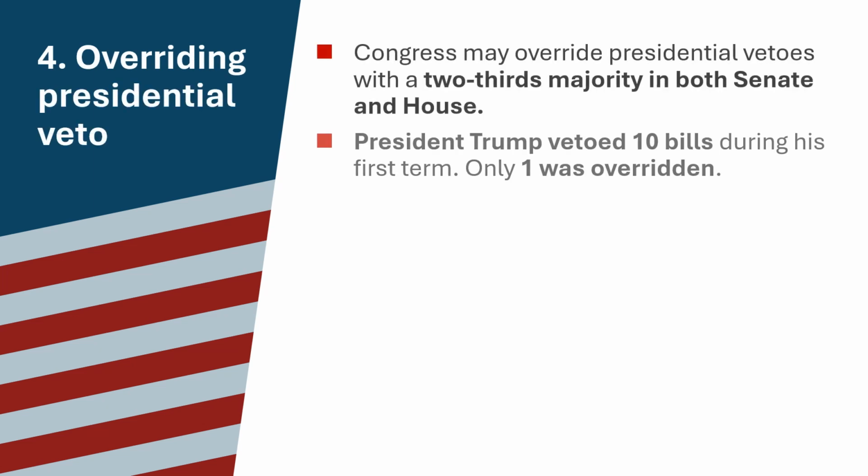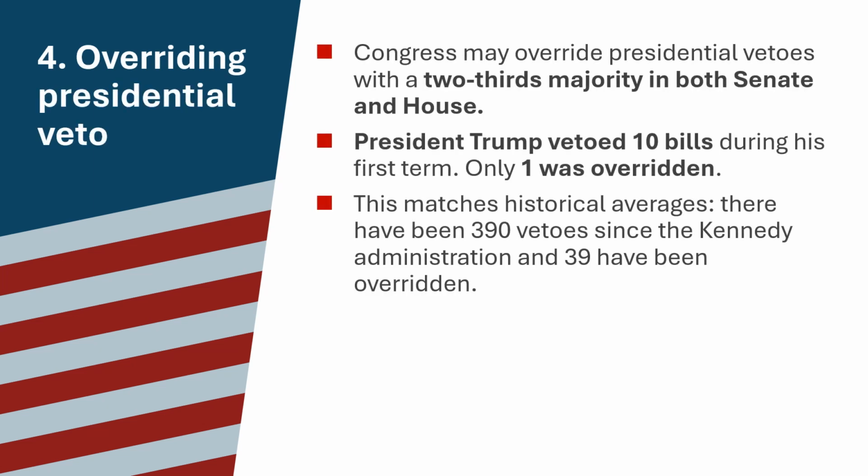Fourthly, Congress may override a presidential veto. Congress may override presidential vetoes with a 2/3 majority in both Senate and House. President Trump vetoed 10 bills during his first term. Only one was overridden. This matches historical averages. There have been 390 vetoes since the Kennedy administration, and 39 have been overridden.